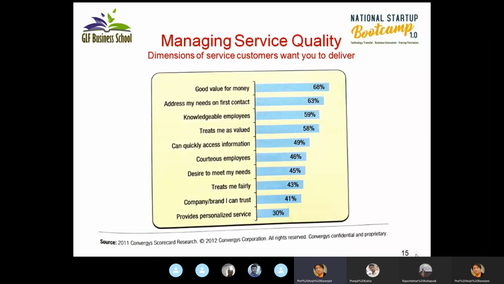Good value for money, 68%, and address my needs on first contact, 63%. This came from the feedback of the customers, and that makes a benchmark for you also. So while designing your product and your service quality, you should consider these dimensions of service that your probable customers may want you to deliver.